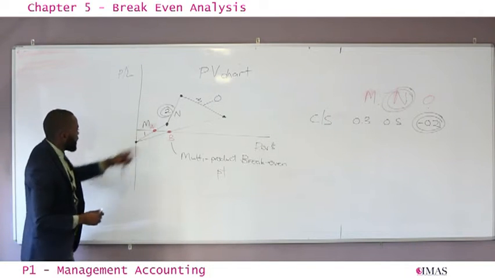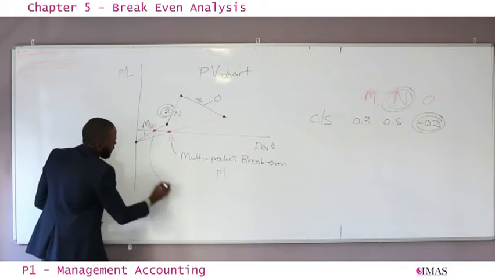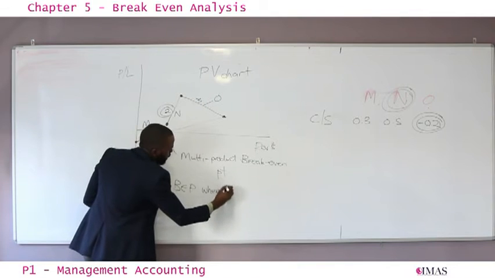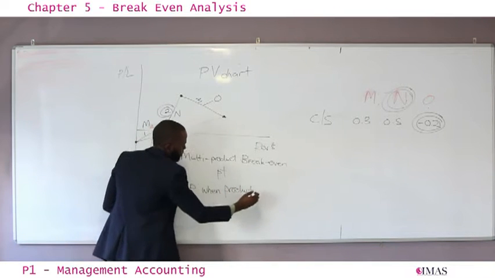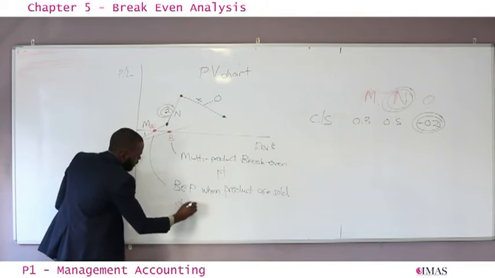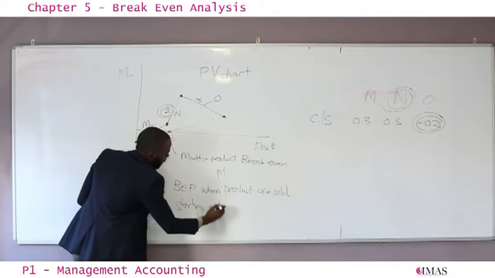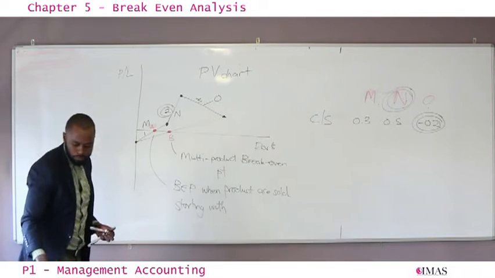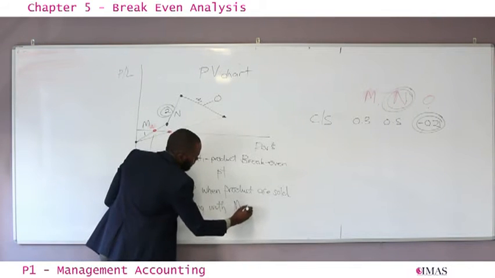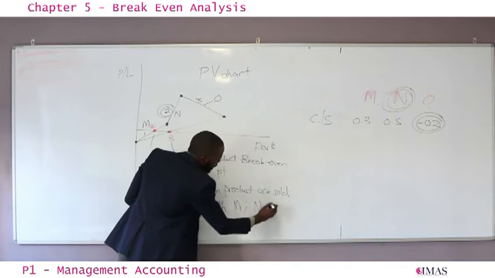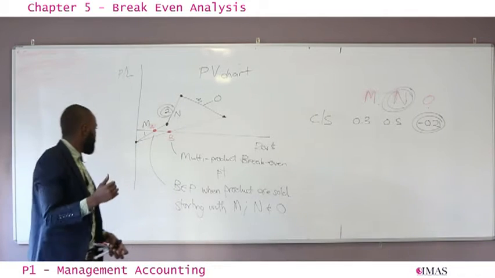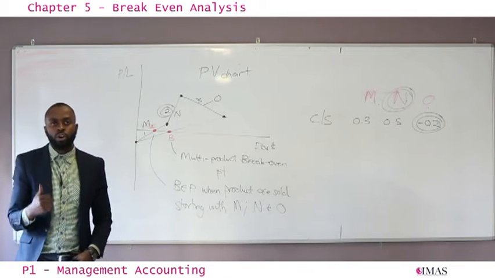So what this means is point A. Point A here is the break-even point when products are sold starting with M. So you make an assumption that we start with M, then we sell product N, then lastly we sell product O. So it's the break-even point when we sell product M, then we sell N, and then we sell O.